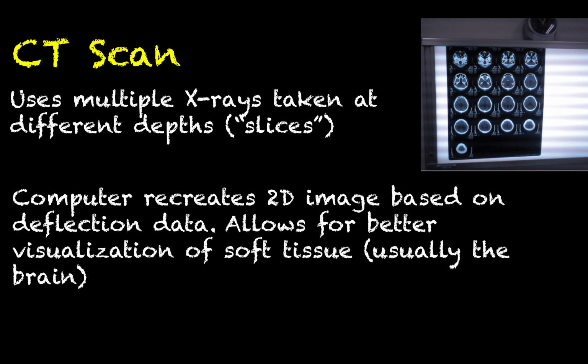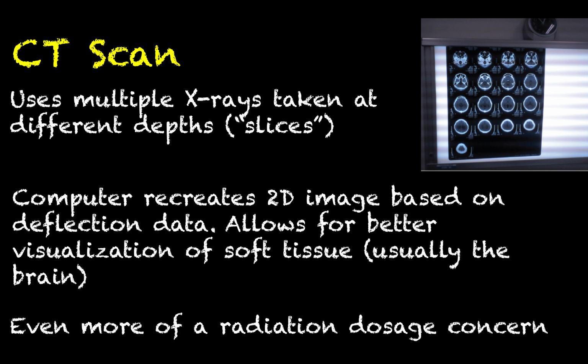So a CT scan is not usually going to be used for bony, hard tissue because a standard X-ray is usually good enough for that. But if you really need to look at soft tissue, then a CT scan may be the way to go. But obviously the concern here is that since an X-ray is a big enough concern as far as radiation exposure goes, a CT scan is even more of a radiation concern because you are involving multiple X-rays rather than just one.